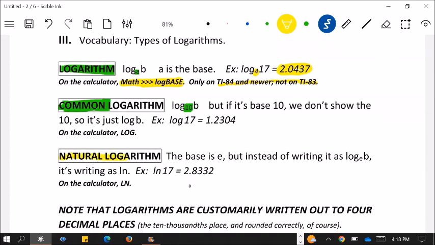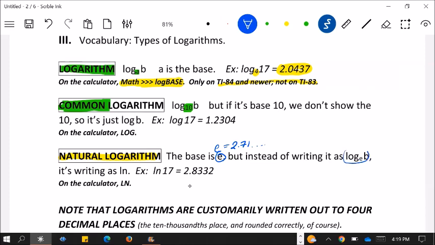A natural logarithm is different from the others in that it's based on E. E is a constant. E equals 2.71, and I don't know the rest of the numbers. It's often used in finance and other areas that involve a certain amount of growth every period of time.